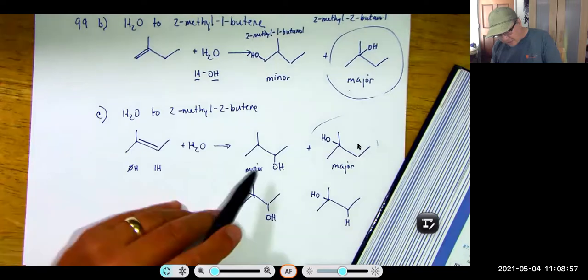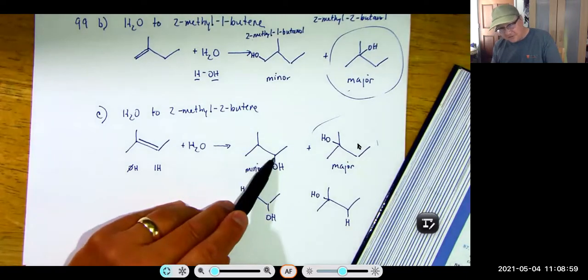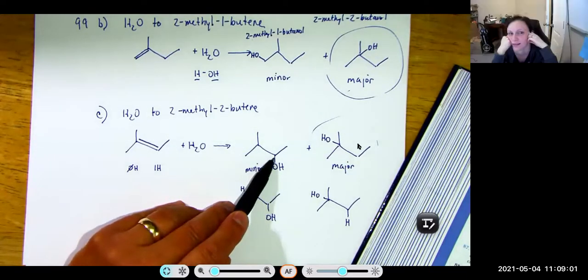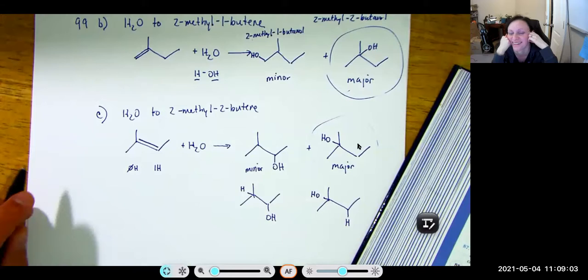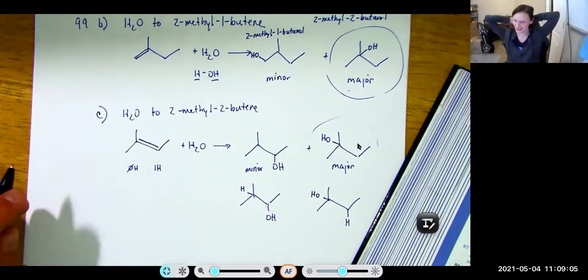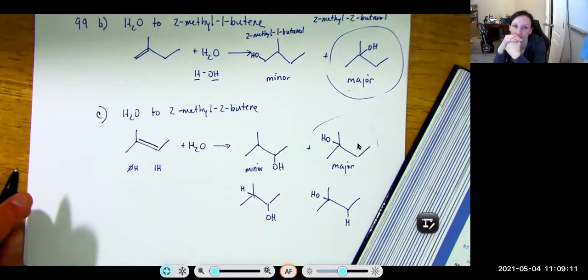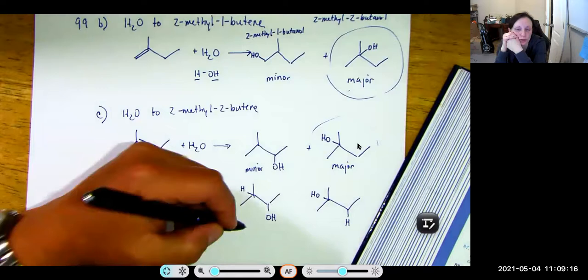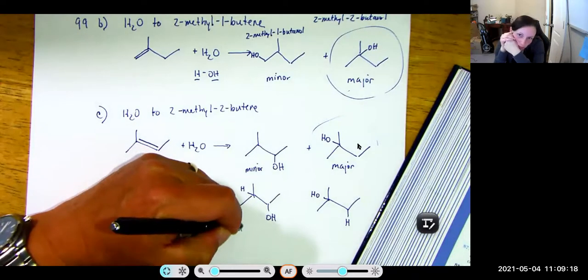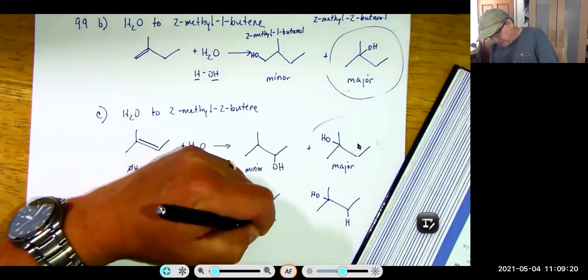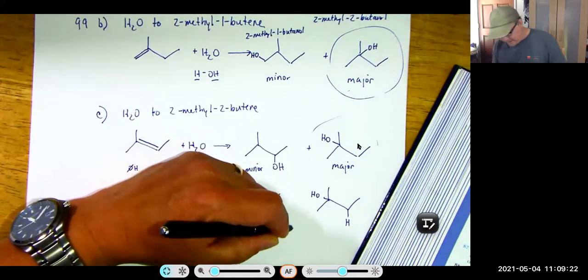You're going to call that carbon 2 and that carbon 2? No, I'm not. You just did. I know. So we want the functional group to be the lower number. So it would be 3-methyl-2-butanol. That's right.